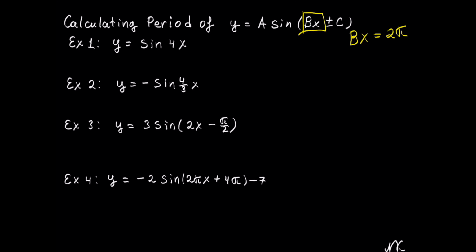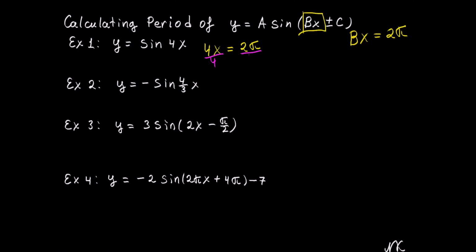In example 1, we have y equals sine of 4x. So we want to find out how long it takes 4x to reach 2 pi. And all we have to do now is solve for x. x is being multiplied by 4. The inverse of that would be to divide by 4. Whatever we do to one side, we want to do the same thing to the other side.